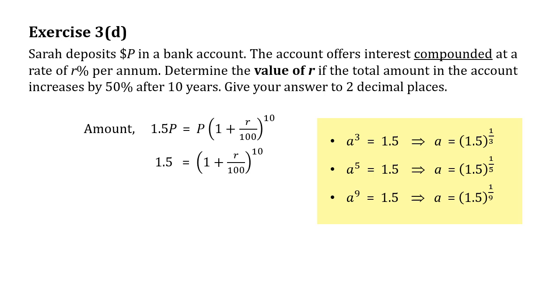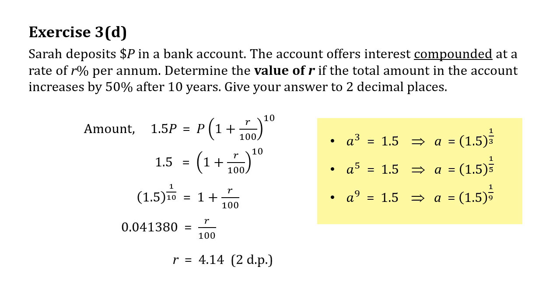So back to our exercise question, how do we get rid of the power of 10? We take the 10th root on both sides. So on the left-hand side, the power becomes 1 over 10. On the right side, the power 10 disappears. Rearranging and making R the subject, we get the answer R equals 4.14.